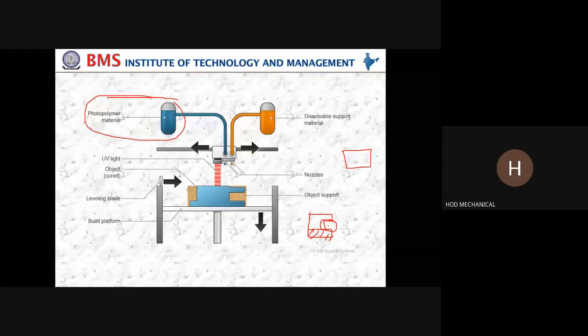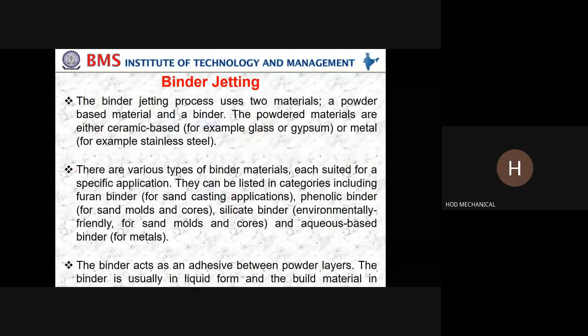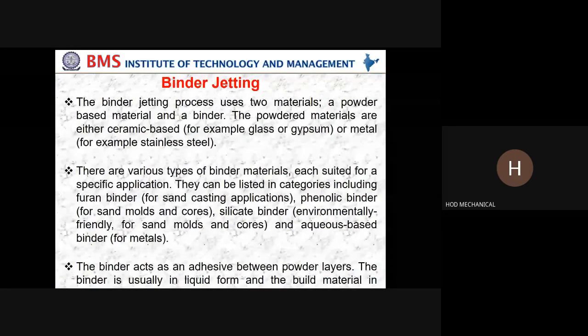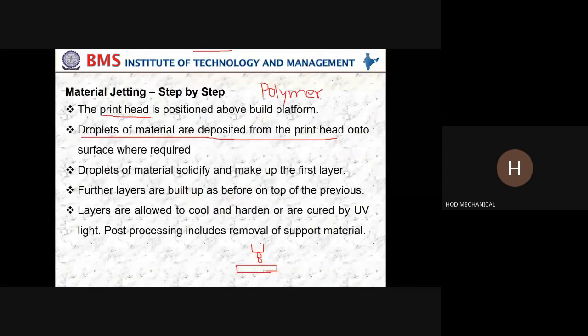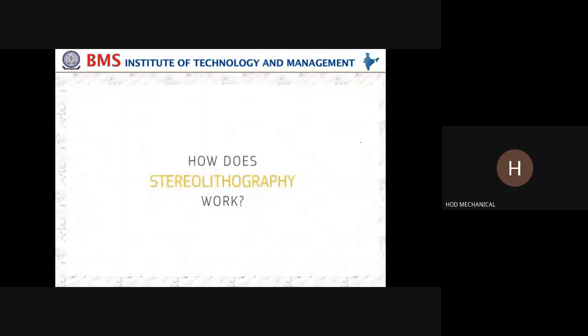Then the third one we will go to is called binder jetting. This is also similar to the previous one. In the case of binder jetting, this is very important: it uses two different materials. Please observe, in the previous processes we have used polymers. Remember, in the previous we have used polymers. That is very, very important.